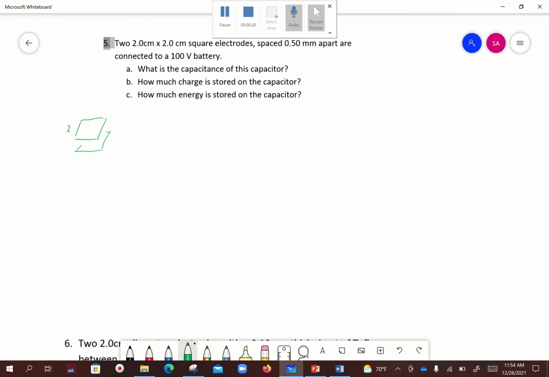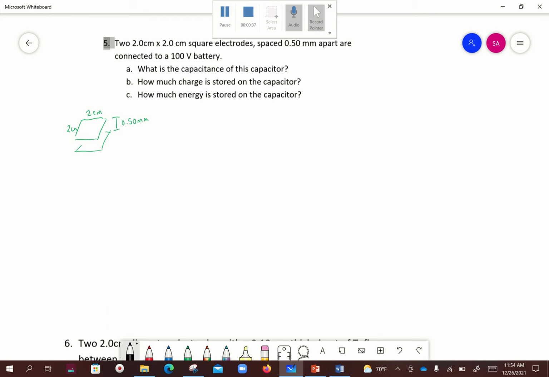Okay, so we've got 2 centimeters on each side. And the distance between them is 0.50 millimeters. And they're connected to a 100-volt battery. We want to know what's the capacitance, how much charge is stored, and how much energy is stored.